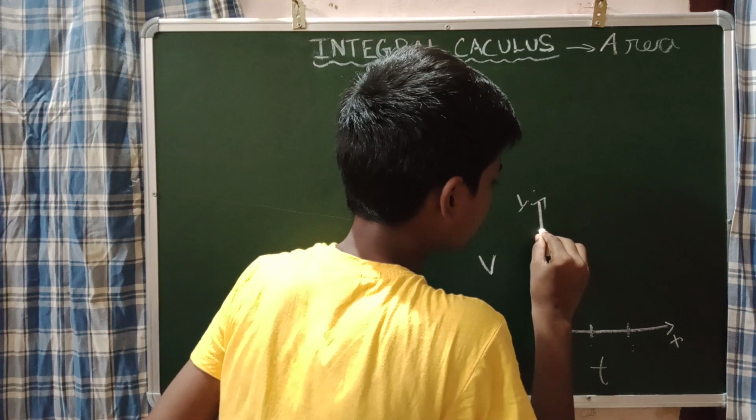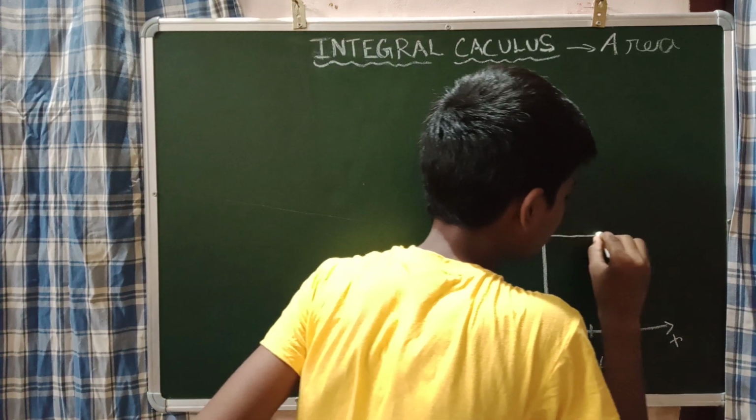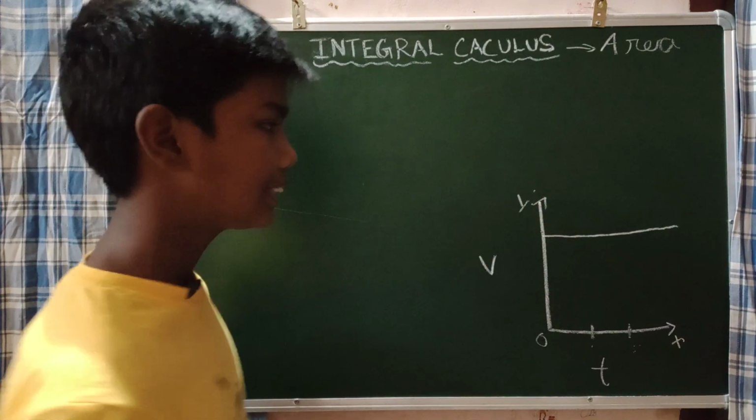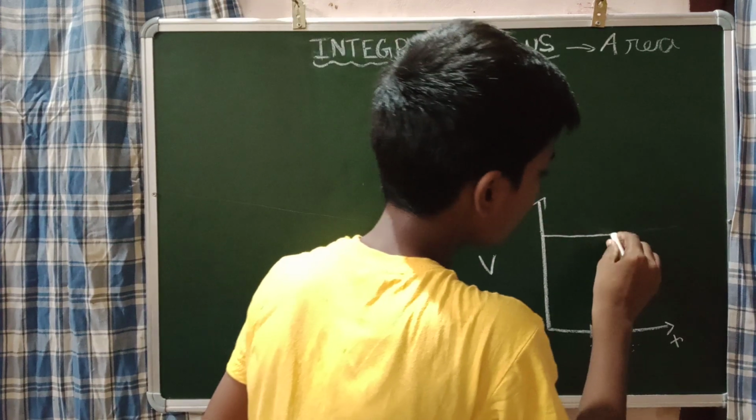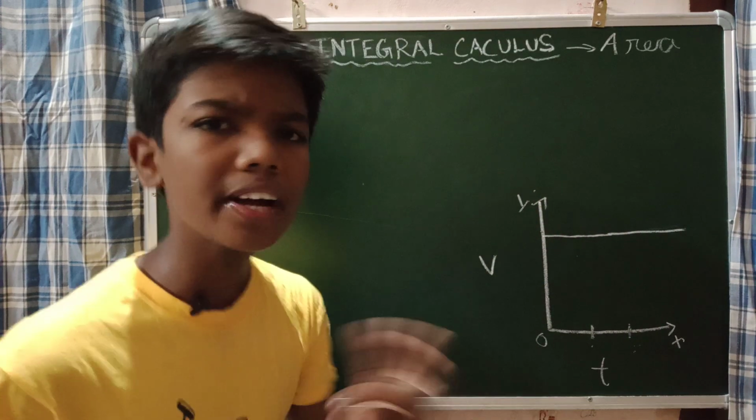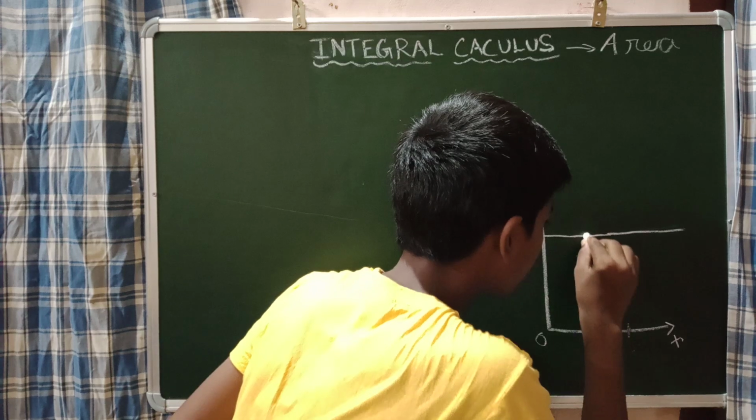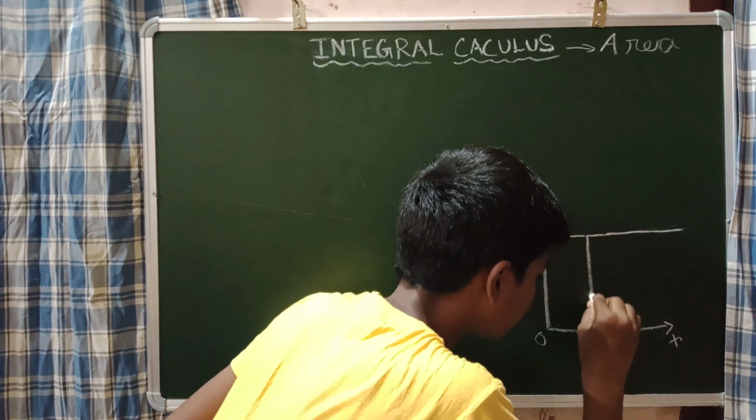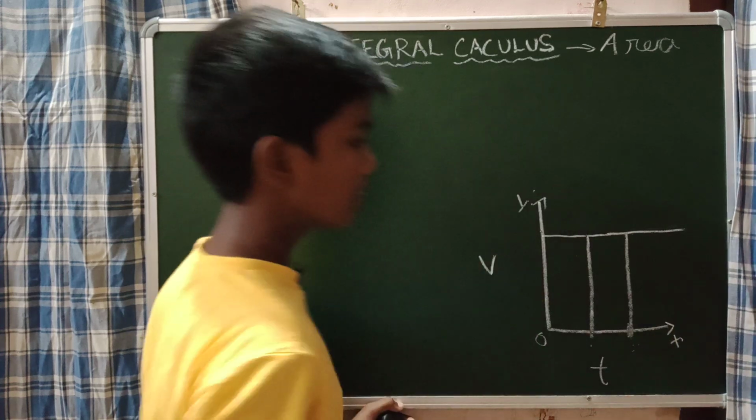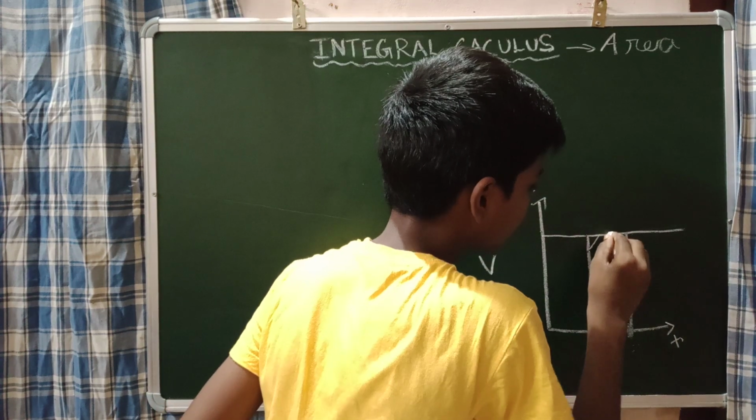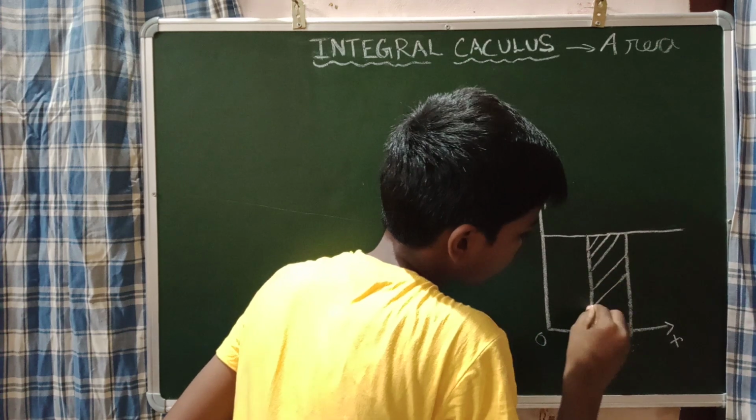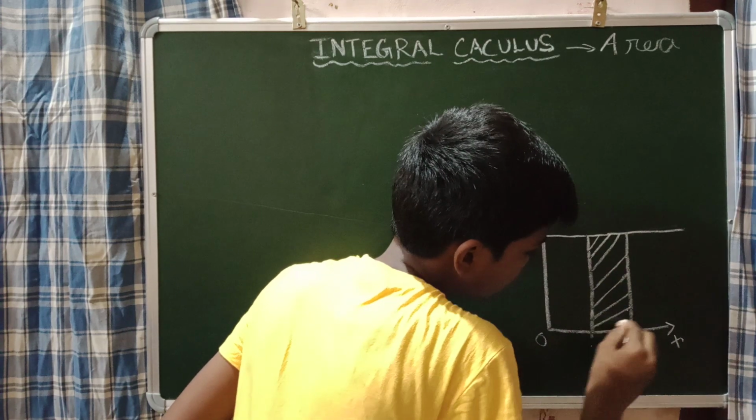Now let us first draw the slope. This is how the slope looks. Now I am asking you to find the area between these two time intervals. Between these two time intervals, you are going to find the area. The area will be this.